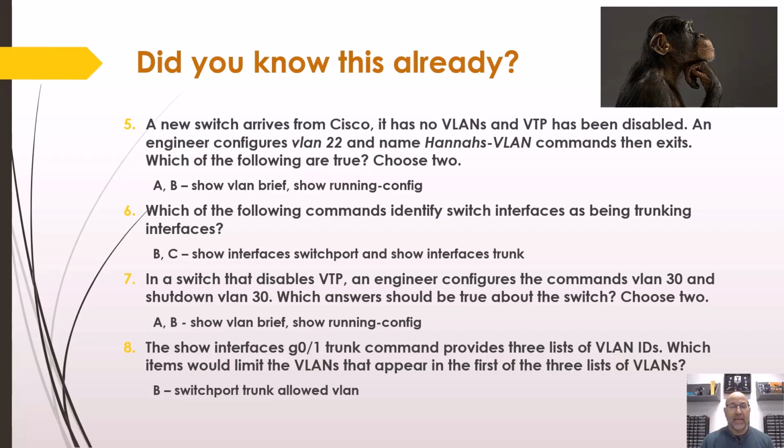Question number 8. The show interfaces G1 trunk command provides 3 lists of VLAN IDs. Which items would limit the VLANs that appear in the first of the 3 lists of VLANs? Okay. There's a little bit here in the configuration of the switch, but if you show the allowed VLANs, that'll be a subset of what's on the trunk, not just what's on the switch globally.